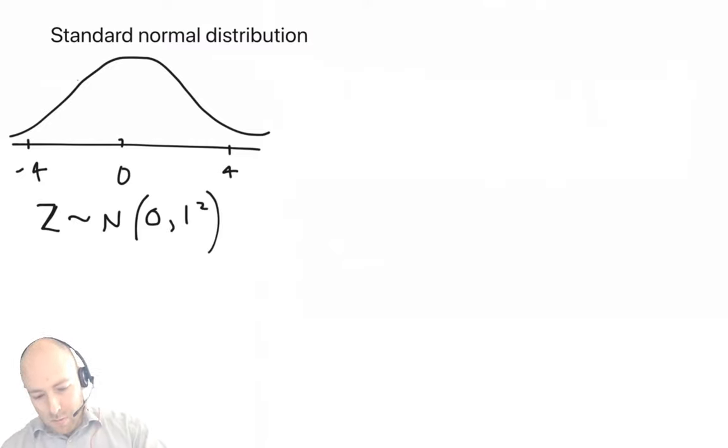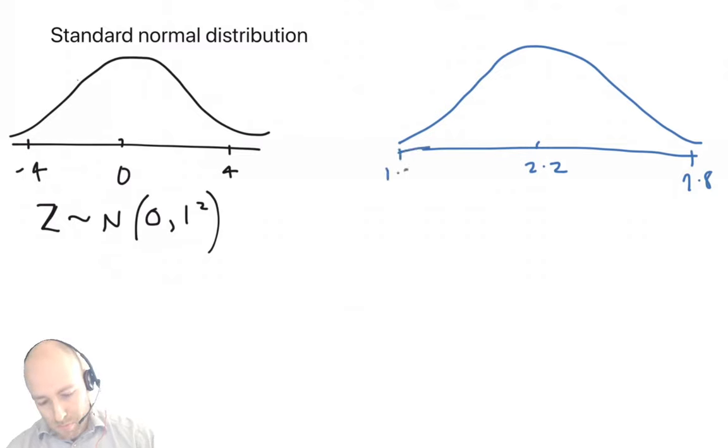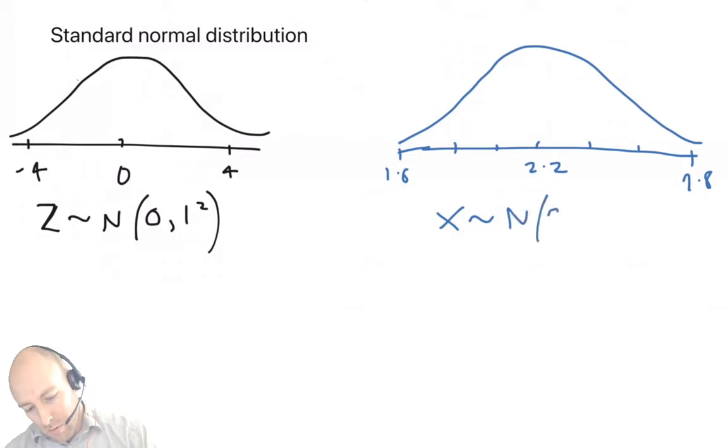And we're going to have another distribution, which I'm going to call the length of giraffes' necks, which I looked up last night. Giraffes have an average length neck of 2.2 meters, with a standard deviation of about 0.2. So this is going to go up to 2.8 and down to 1.6. So x is normal, 2.2, 0.2 is our standard deviation squared. So this is giraffe necks.